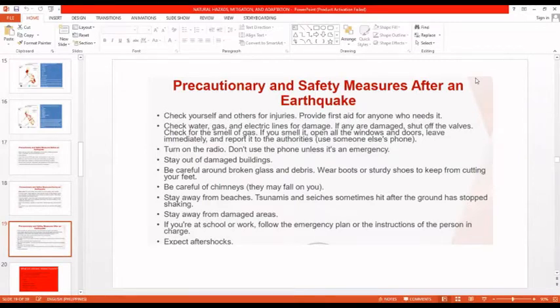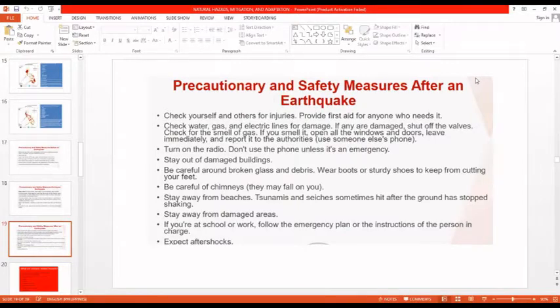So basically, if may radyo kayo or minsan sa phone, tinitingnan na lang natin sa Facebook yung mga updates. Buksan niyo para at least alam niyo yung gagawin ng local government unit when it comes to the people who are affected with this kind of calamity. Then be careful around broken glass and debris. Mahirap na baka may matamaan ka or magkasugat-sugat. Then stay out of damaged buildings. Basically, alam mo nang damaged, huwag yun ang pasukin. Di ba? Then, be careful of chimneys.